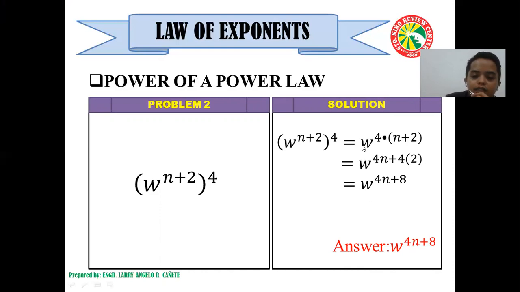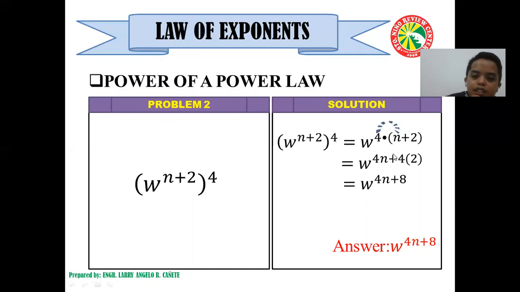So first, you need to multiply your exponent here, n plus 2, by the outside exponent 4. So you can do it like this, 4 times n plus 2, or n plus 2 times 4. That is the commutative property of multiplication, that if you have a times b, it is just equal to b times a. Then you have 4 outside the parentheses.